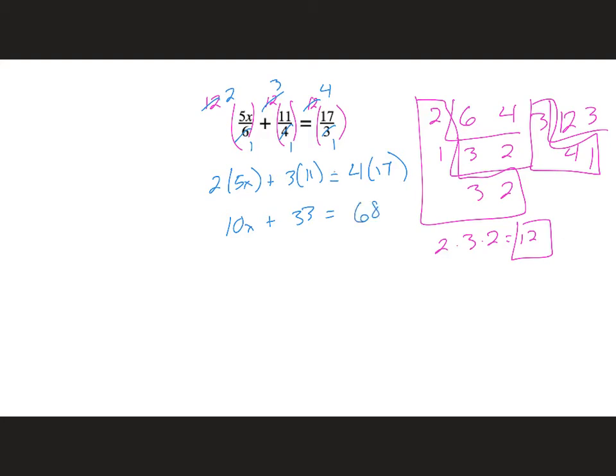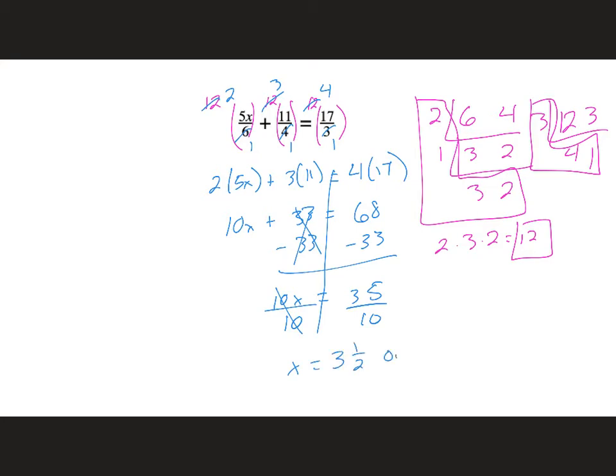All right, so now standard way of solving it. I need to make a 0 pair with the positive 33, so I'm going to subtract 33 from both sides. 10x is going to equal 35. Divide both by 10. X is going to equal 3.5.